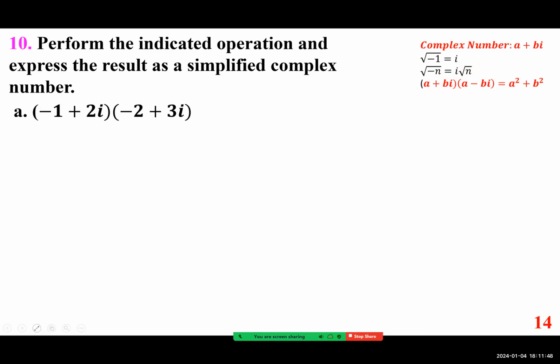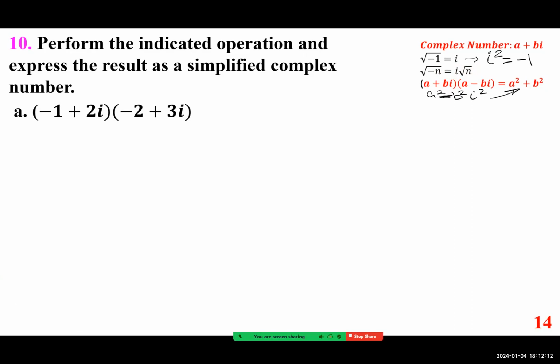Let me just show you what happens here. You get a squared minus b squared i squared, and i squared is -1. So that's why we get a squared plus b squared.